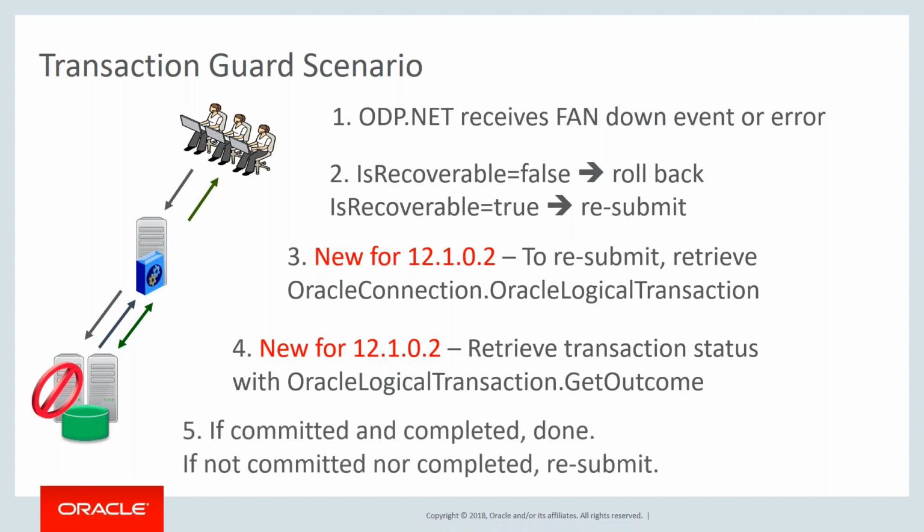Now, it's possible that the transaction, when it's recoverable, may already have committed in the time that you're trying to find out the outcome. So when you ask for the outcome, if it's committed, then you're done. You don't need to do anything else. You've guaranteed that the transaction has committed. But if it hasn't committed nor completed, you have the option to then resubmit it if you want.